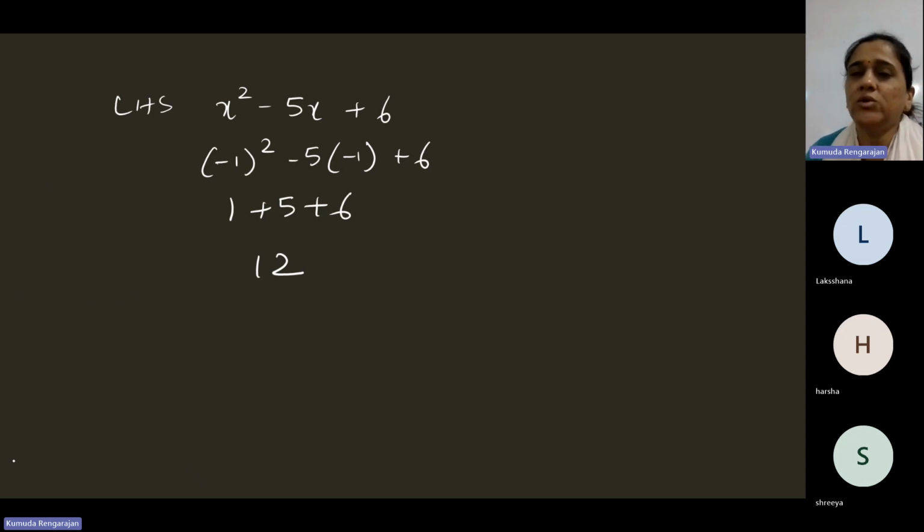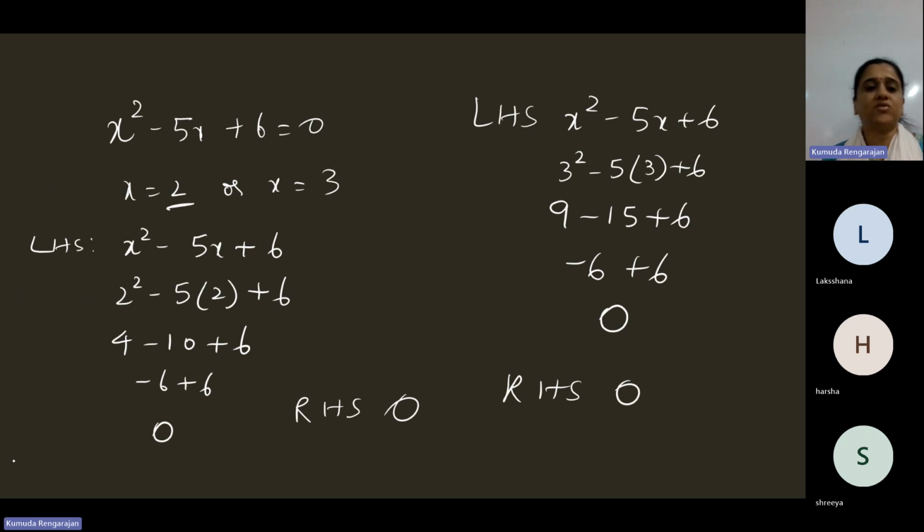For no other values other than 2 and 3 will the equation be satisfied. For this equation, x squared minus 5x plus 6 is equal to 0, only the numbers 2 and 3 will make the LHS equal to the RHS. For no other value of x will this equation be satisfied. So 2 and 3 are the only two zeros of the quadratic polynomial x square minus 5x plus 6.